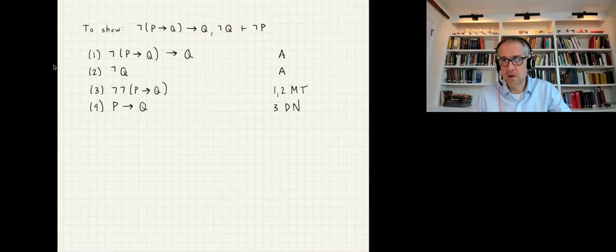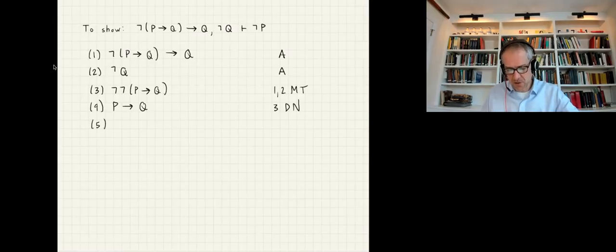That is, of course, why it's important that the rule is schematic. That is, it doesn't say from not not P you can get P. It says from not not anything you can get that thing. Not not phi, you can get phi. In this case, our phi is P arrow Q. So P arrow Q is doubly negated, and we can take both those negations off. That gives us P arrow Q.